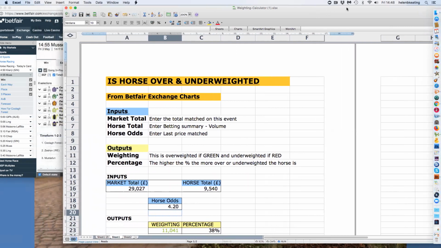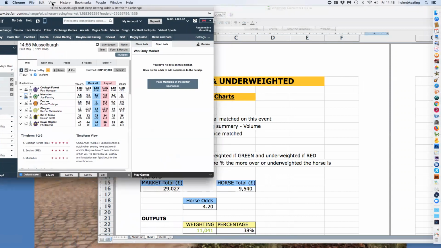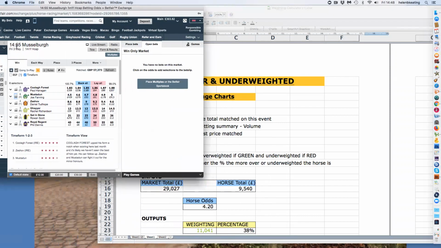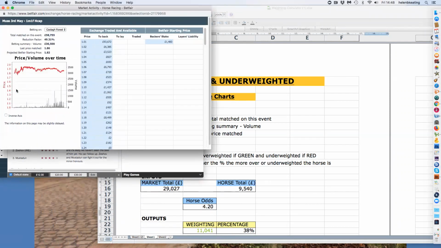So what I'm going to do is have a look at a market that's coming up. It's 14.48, and the market I'm going to look at is the 14.55. So it goes up in 7 minutes. And we're going to have a look and see whether any of these horses are over or underweighted in the marketplace. So how do we do that? We click on the betting and the chart, and we'll see there are two or three figures that we need to make this work.